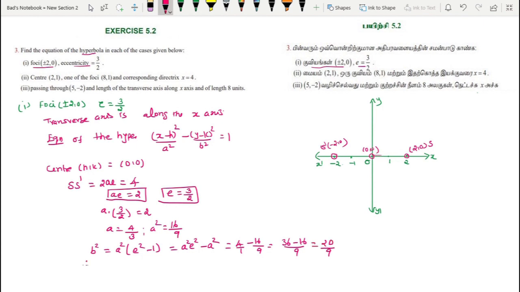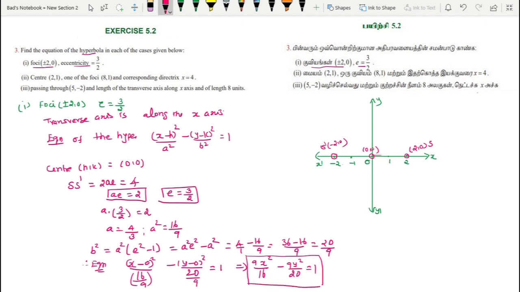Okay. Therefore the equation of hyperbola, equationல இதுல substitute பண்ணீங்கன்னா, x minus what is h? h இங்க 0,0. So (x minus 0) the whole square by a square, so what is a square? 16/9, minus (y minus 0) the whole square by b square, 20/9, equal to 1. So the required equation is, the 9 அங்க கொண்டு மேல கொண்டு போயிருங்க, 9x square by 16 minus 9y square by 20 equal to 1. This is the required equation of the question number 1.